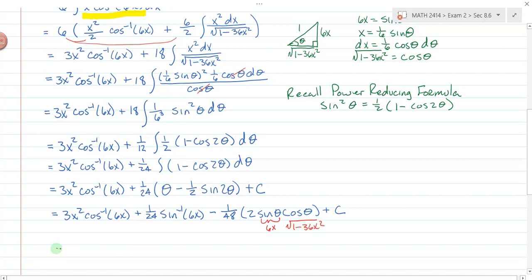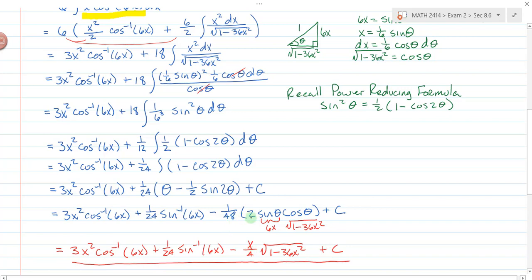So that means that our final answer here is going to be 3x squared cosine inverse 6x plus 1/24 sine inverse 6x minus 1/24 times 6x. And actually I could multiply that. 6 over 24 is 1/4, so 1/24 times 6x gives me x over 4 square roots of 1 minus 36x squared plus c. And this would be our final answer.